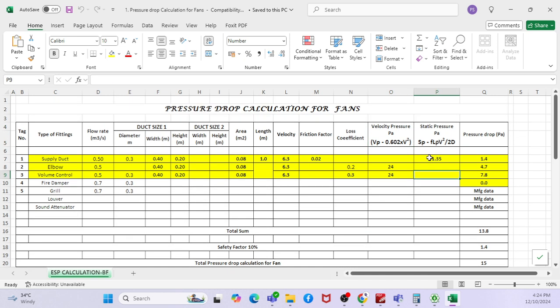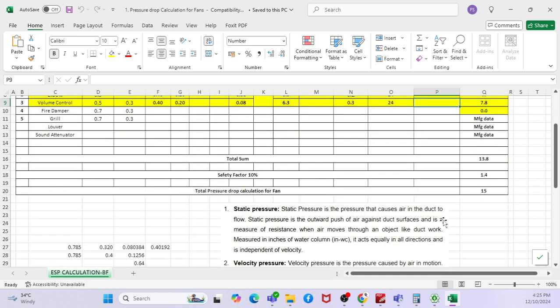No, what I'm saying, the equal friction method is one method, the static method is one method, the velocity reduction method is one method. Understood. You can use those three different applications. So this is the way to calculate your total static pressure. You're clear? Understood.